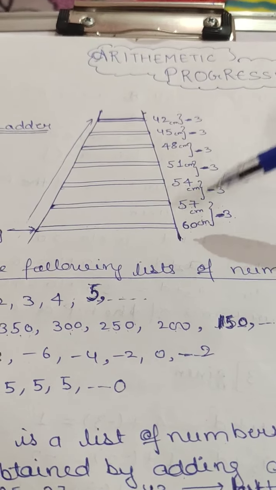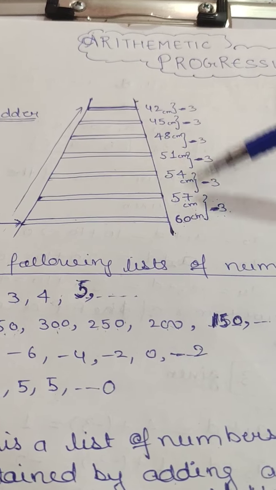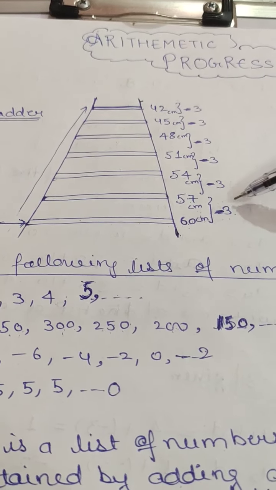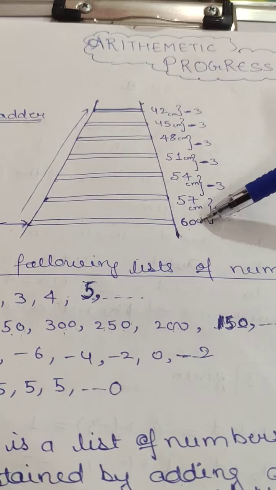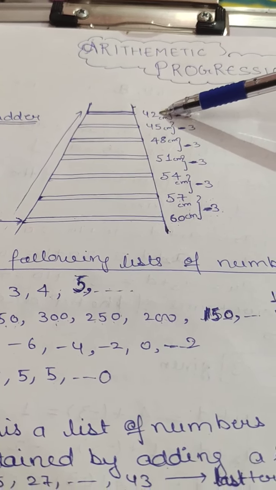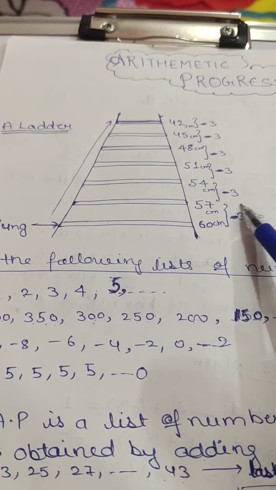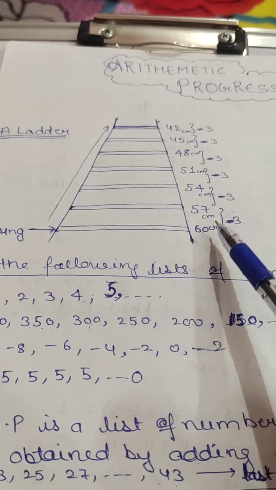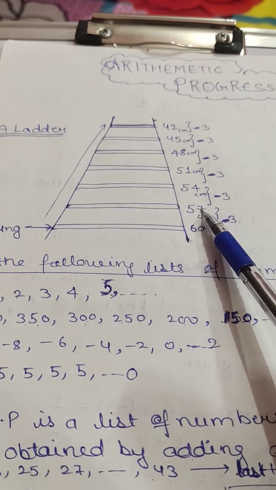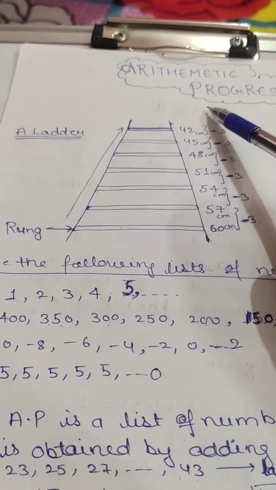So students, here we get a pattern. Here we get a pattern after subtracting a fixed number 3 from each term. That fixed number is 3. Like 60 minus 3 is 57, 57 minus 3 is 54 and so on.